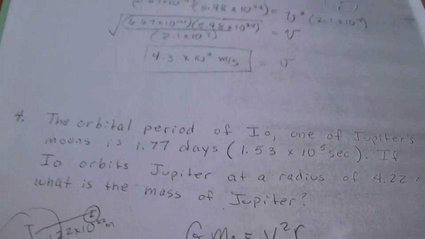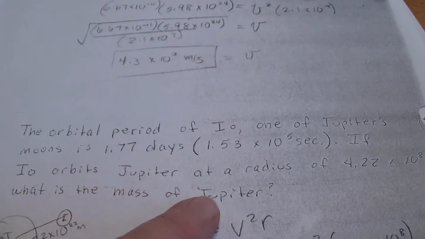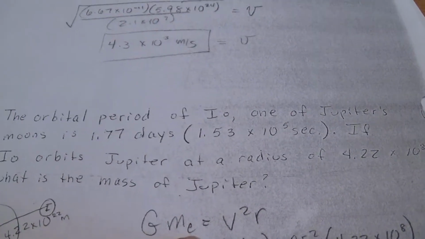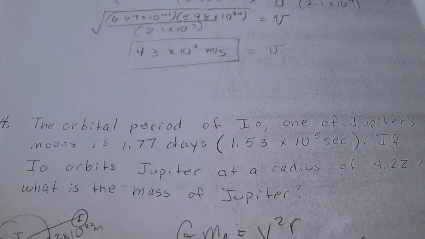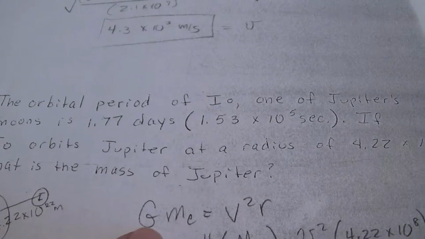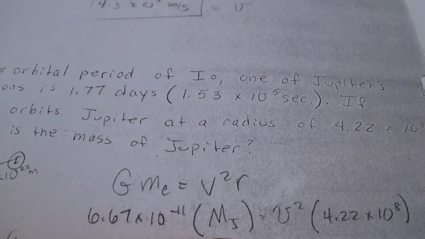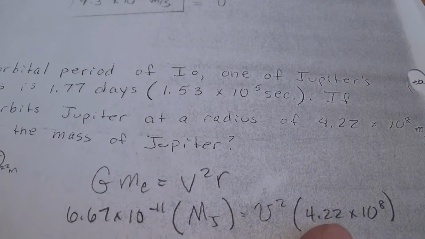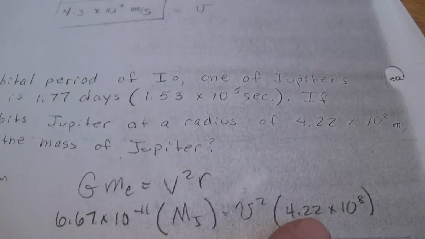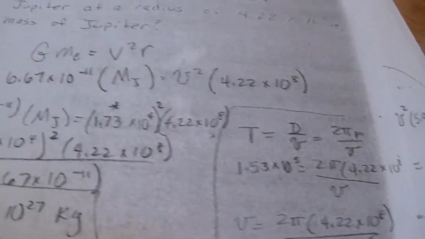And number 4, we have given this information. We want the mass of Jupiter. So we start here, and we have G, mass of Jupiter, equals v squared times r. We have to go somewhere else to find v. No surprise. So where's that work?